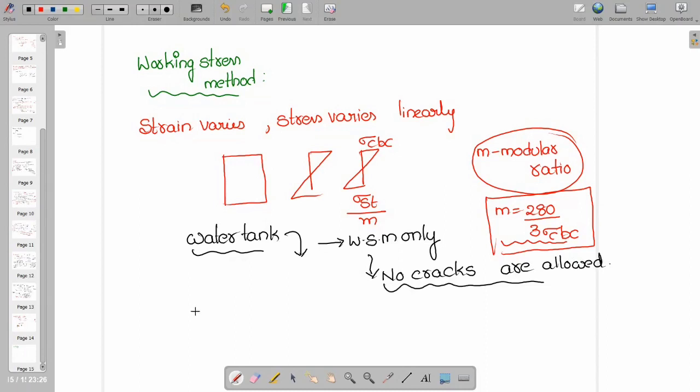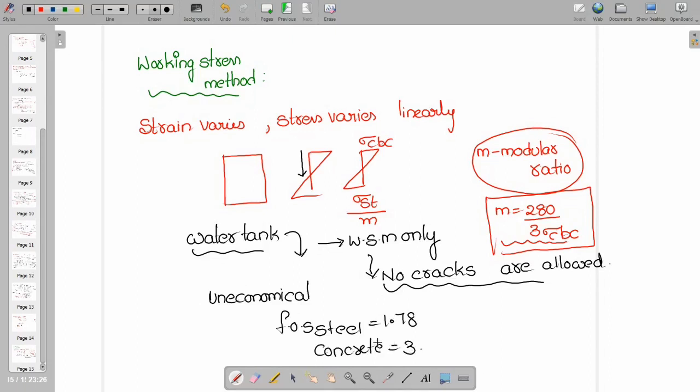Next, see, sir, here no cracks are allowed. You can say it is also uneconomical, means the cost will be very high in working stress method, because if you see the factor of safety for steel in working stress method, can anyone tell me what is the factor of safety for steel? It is 1.78, and the factor of safety for concrete is absolutely 3.